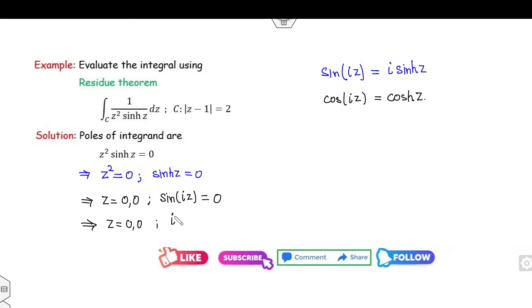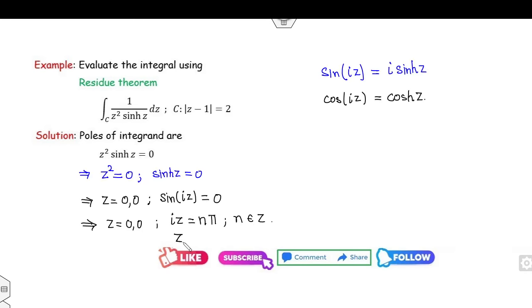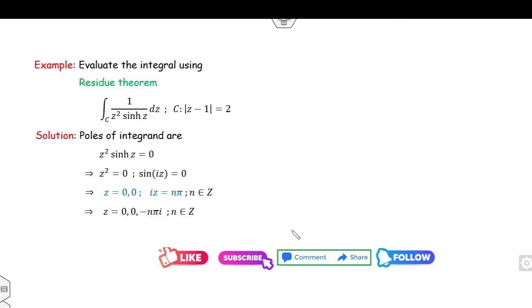The sine term will be 0 when it is n pi, where n is an integer. So that implies I can find the value of z is n pi over iota. But iota can never be in the denominator, so I can rationalize it. This number will be minus n pi iota. Now, out of all these poles, how many lie inside the curve?